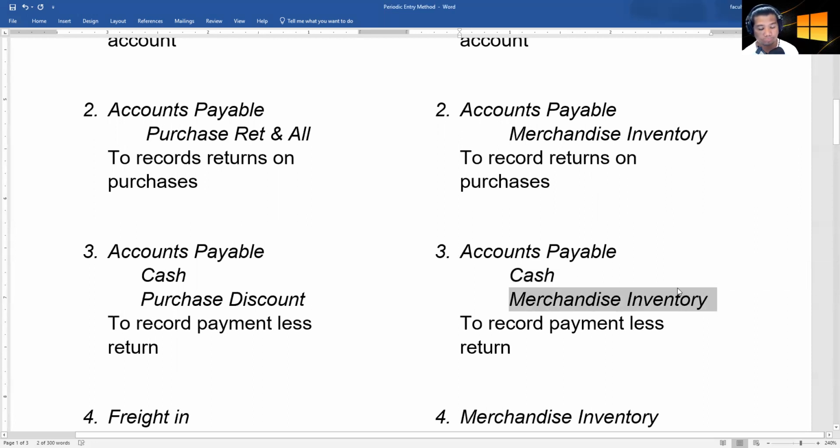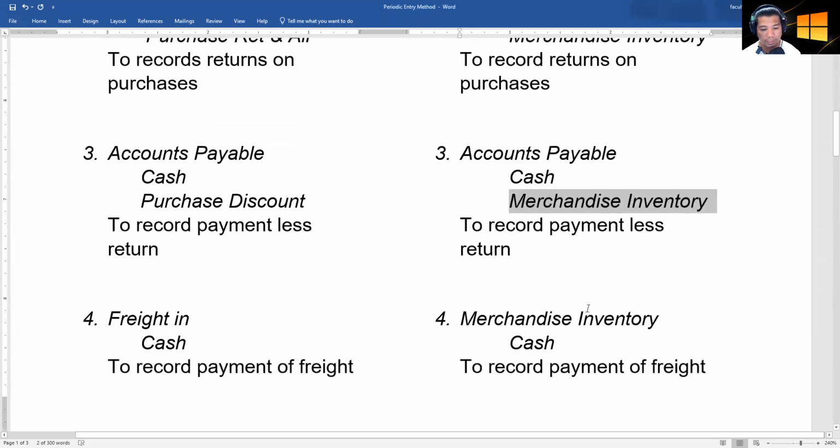Makikita nyo dito na gawa kayo ng table. Periodic versus perpetual. What is the difference between these two? When we talk about purchase account, in periodic, we use purchases, purchase returns and allowances, purchase discount, and freight in. While in perpetual entry method, we only use merchandise inventory to substitute itong 4 accounts title na ginagamit natin sa periodic. Okay? So we have also here another example, yung freight in. So freight in sa kanya is again, merchandise inventory.